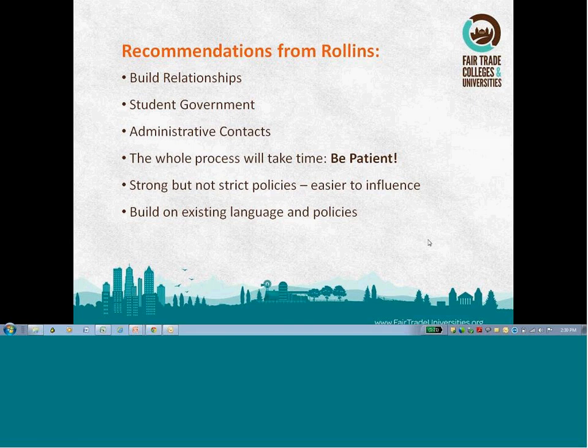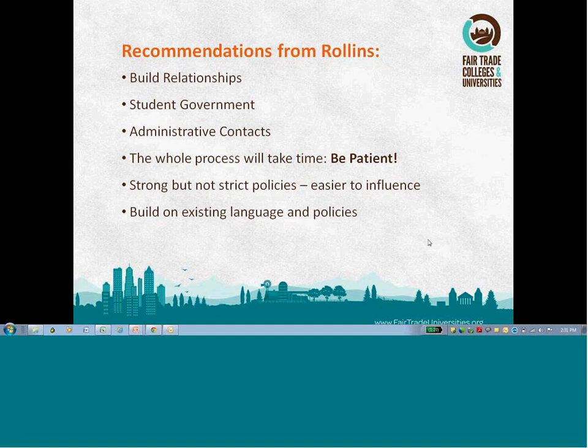And Follett also has a strong, not fair trade policy, but a responsible purchasing policy. So they had already had Alta Gracia as an approved vendor for clothing. So we do have Alta Gracia clothing in our bookstore now, and as I said, they are adding more. So that's where we are with our fair trade initiative.